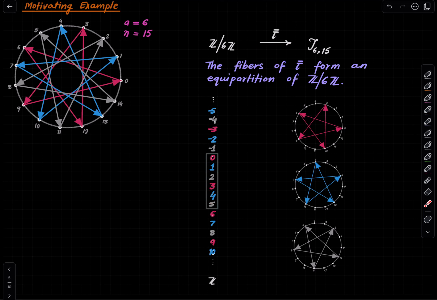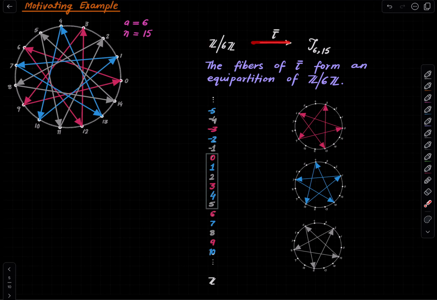But that's a little bit sloppy because these are not really elements of z mod 6z. However, that is essentially true, just a pedantic notational difference is there. So just verify the statement. Maybe my talking is a bit confusing at this point. Just verify the statement that the fibers of tau bar equipartition z mod 6z.